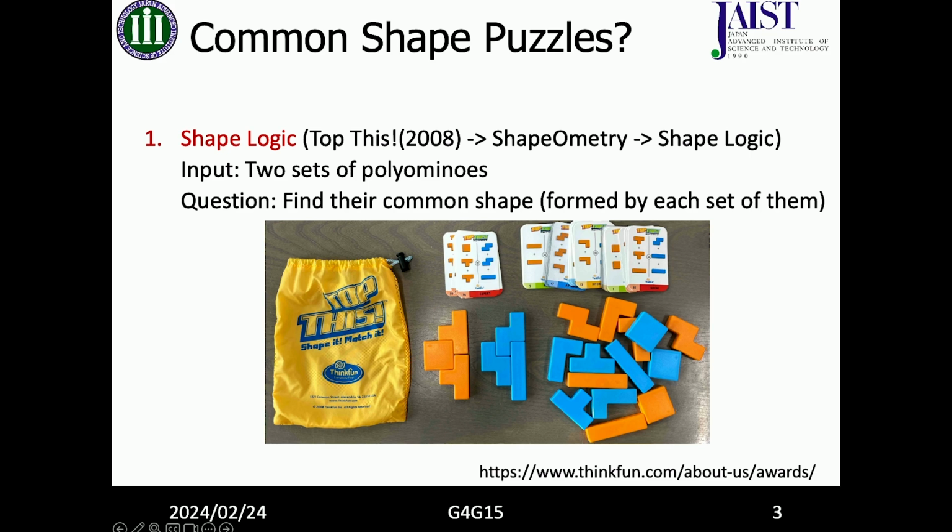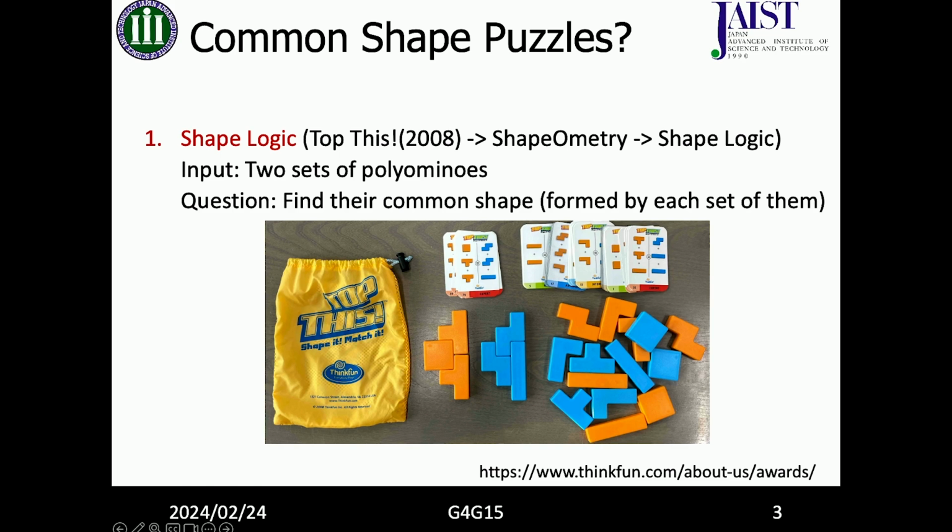Okay, I will give a talk about the common shape puzzle. The first one is a commercial product which was sold as Tuples, on the market in 2008. And actually, Think Fun changed their name from Tuples to Shapeometry and Shape Logic. I have no idea why.